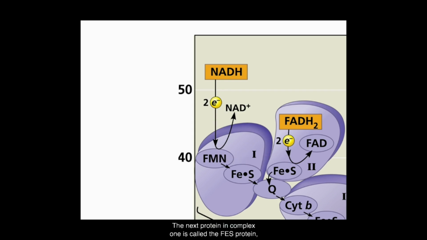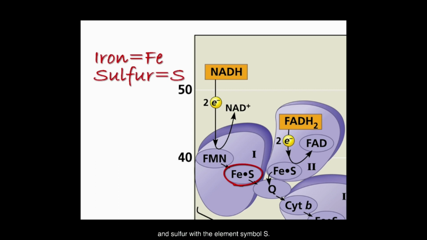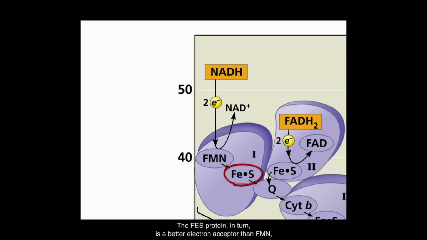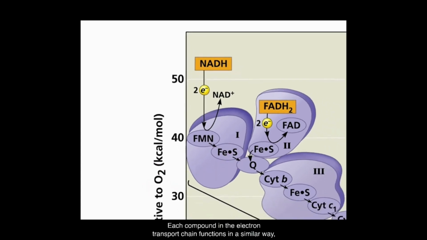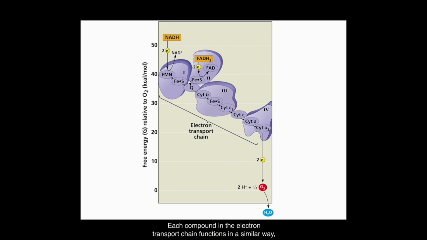The next protein in complex 1 is called the FeS protein because its prosthetic group contains iron with the element symbol Fe and sulfur with the element symbol S. The FeS protein, in turn, is a better electron acceptor than FMN, so it takes electrons from FMN in the next redox reaction. Each compound in the electron transport chain functions in a similar way, by accepting electrons and then passing electrons along to the next compound in the chain.